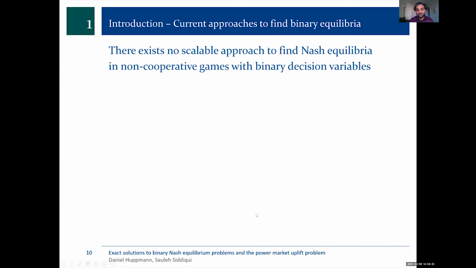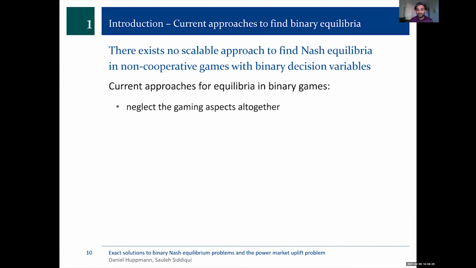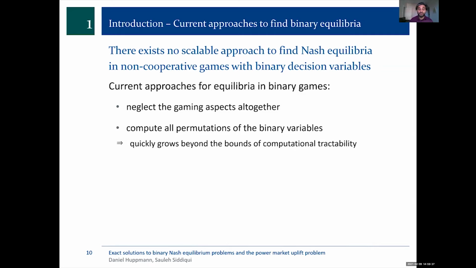And so there exists no scalable approach to find Nash equilibria with binary decisions. Either current approaches ignore the gaming aspect, so they assume that there are no gaming aspects at all. They just combine all the optimization problems into one. They compute all permutations of the binary variables. They just say, let's check everything and see what the answer is. That's quickly beyond the bounds of computational tractability.